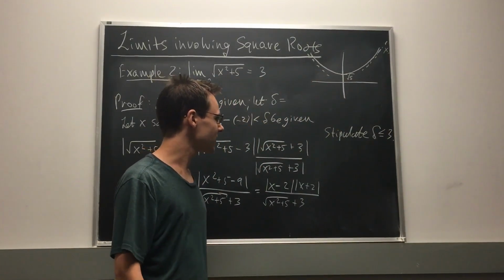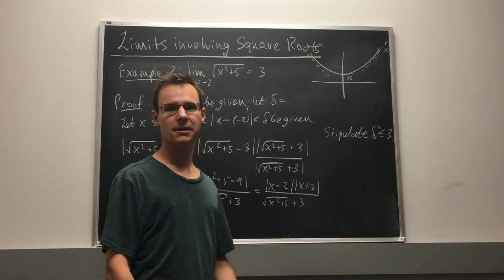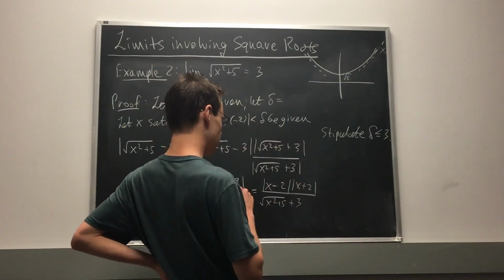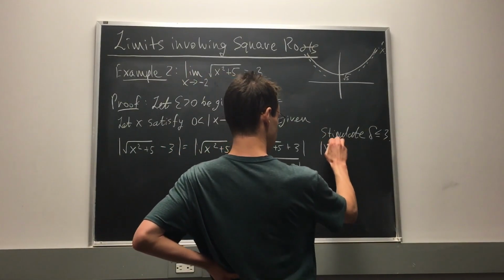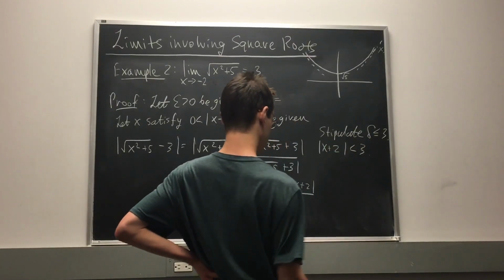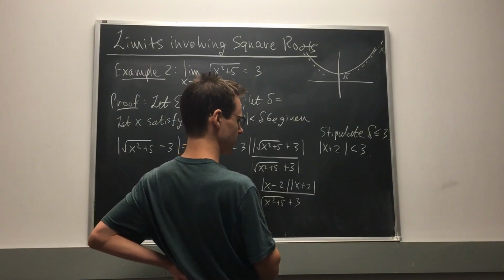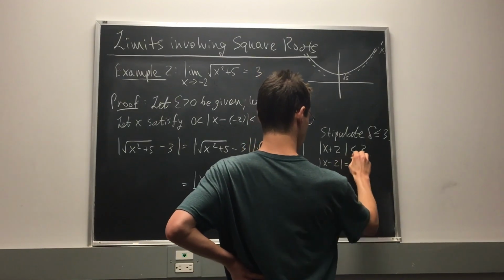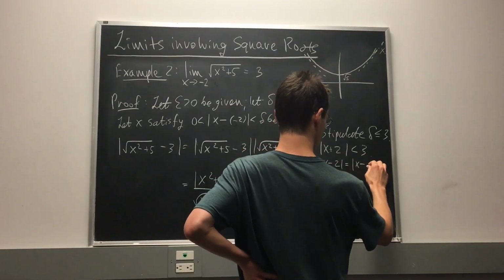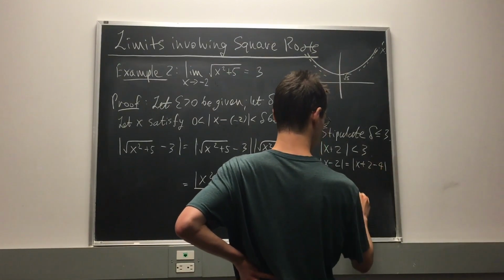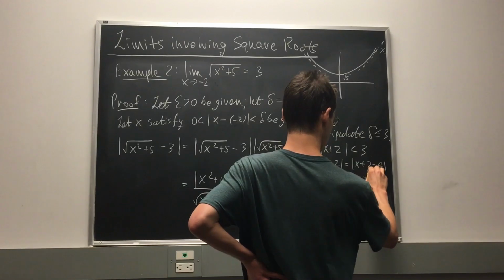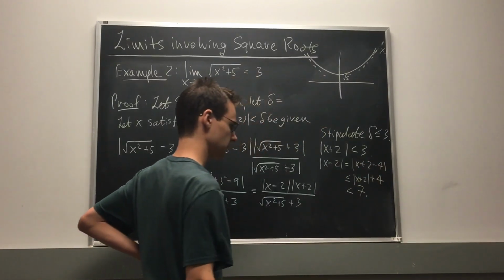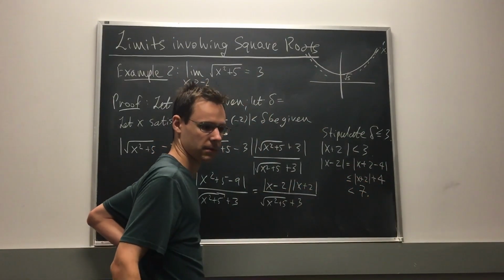Just to show you that it really doesn't matter what you do when you're stipulating here, at least in this case, since we don't have a domain problem anywhere. So we're stipulating that delta is less than or equal to 3. That tells us that |x minus 2| is less than 3. Now we want to say something about |x plus 2|, so the usual trick can be used. x plus 2 is equal to x minus 2 plus 4, which is less than or equal to |x minus 2| plus 4, which is less than 7, because we have 3 plus 4. Okay, that's 7.